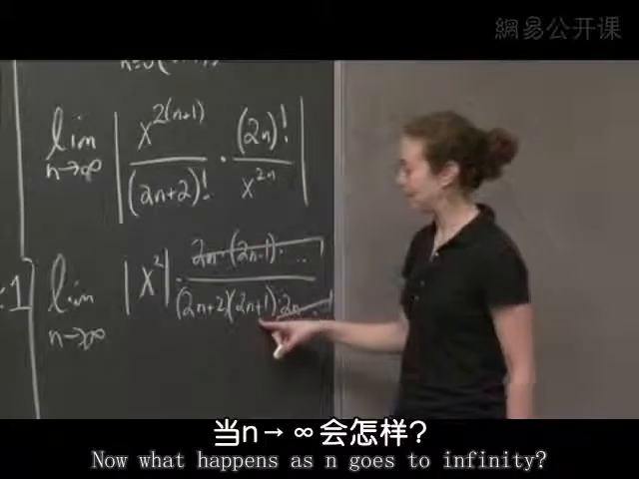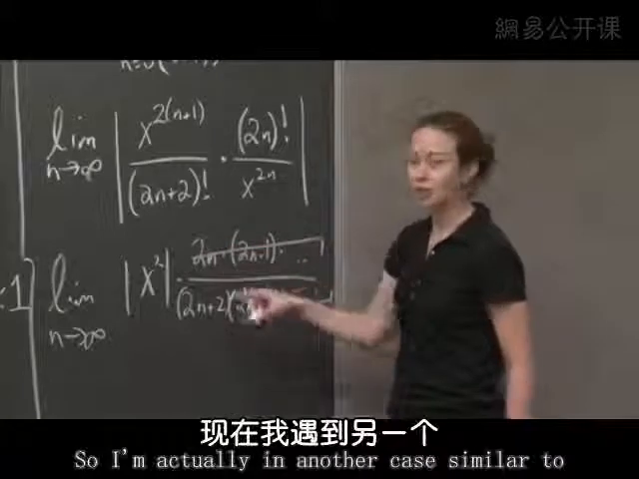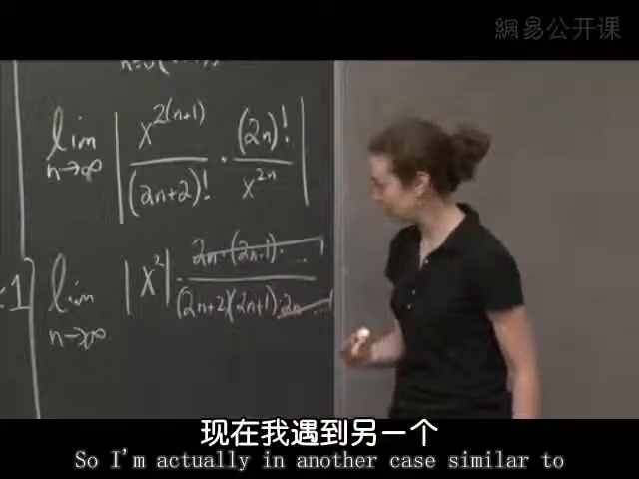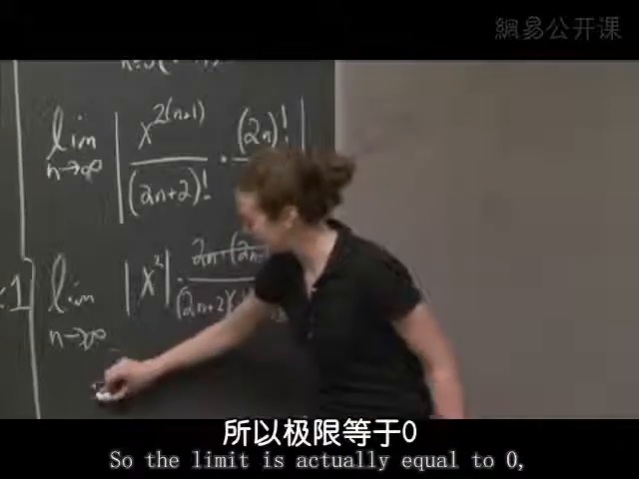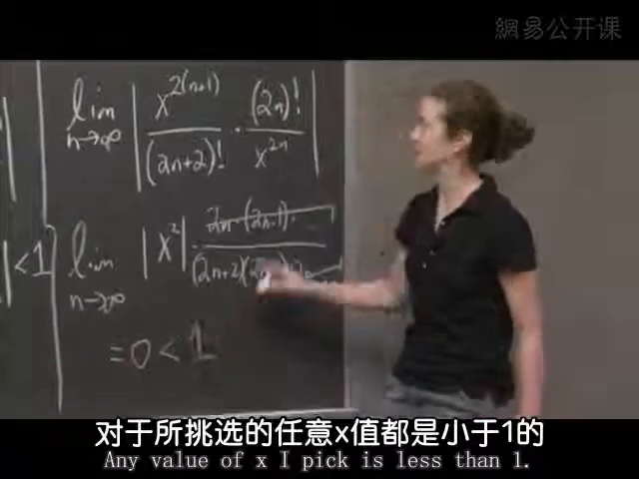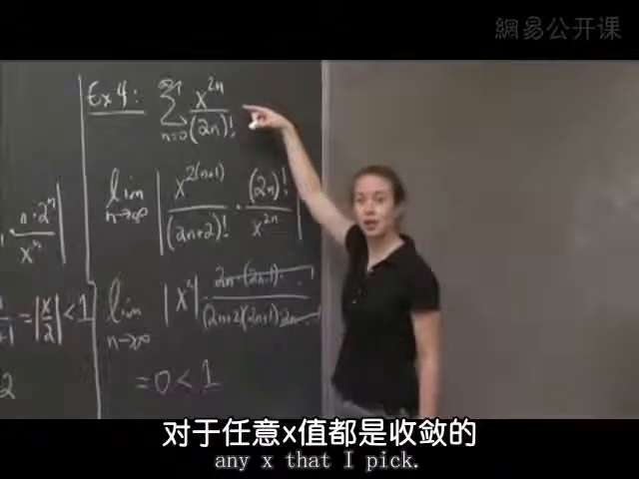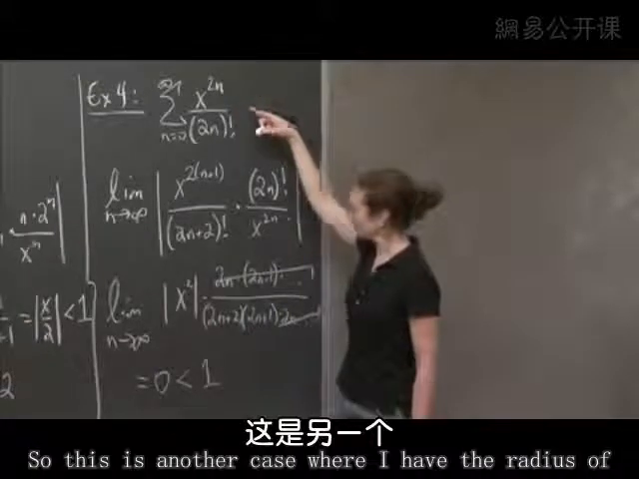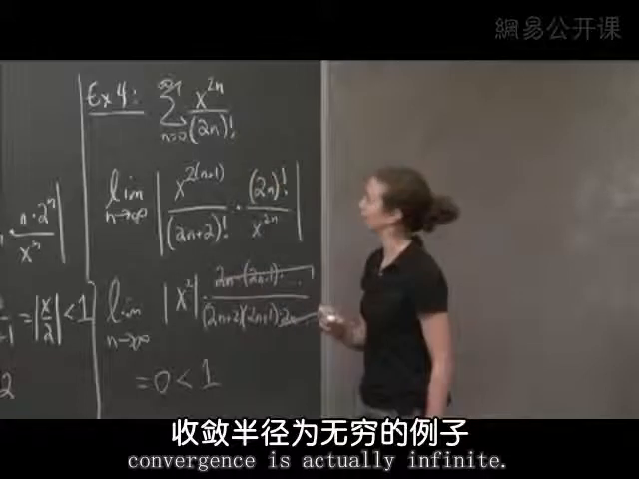Now what happens as n goes to infinity? Obviously, this ratio goes to 0. So I'm in another case similar to the one I saw with e to the x: this goes to 0. So the limit is equal to 0, which is always less than 1. Any value of x I pick, it's less than 1. And so this series converges for any x that I pick. So this is another case where the radius of convergence is infinite.